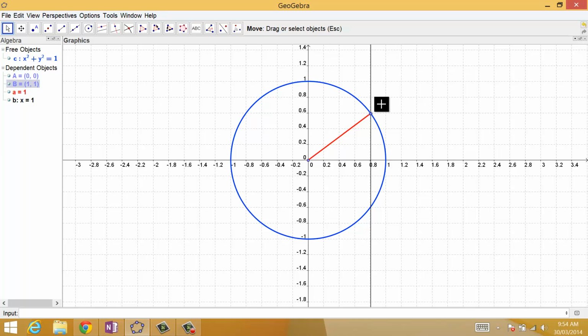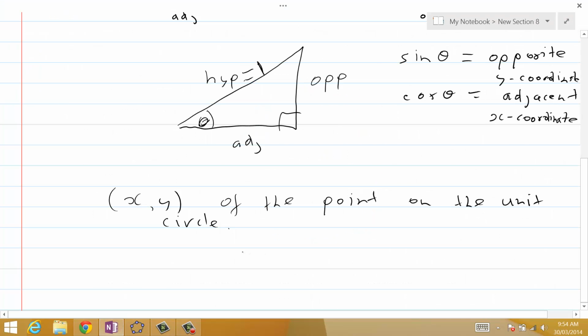So if we look at our unit circle, we can see here we're at the point 0.8, 0.6, and that would mean that our sine of this angle, sine theta, is going to equal our y coordinate. Our y coordinate is 0.6, while cos theta is going to equal our x coordinate, which in this case is 0.8.